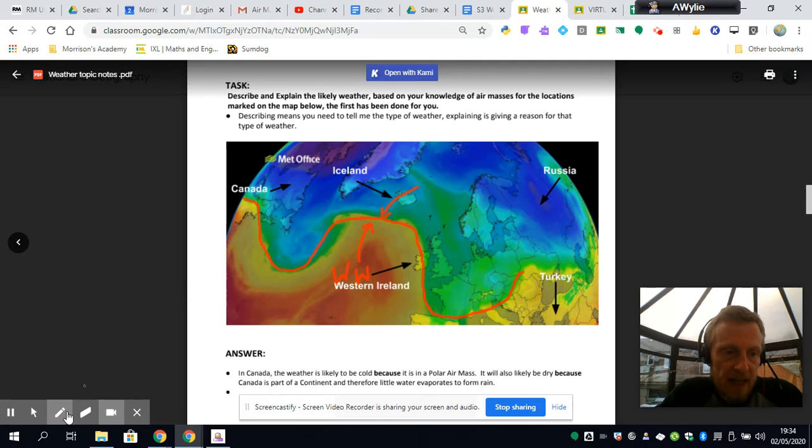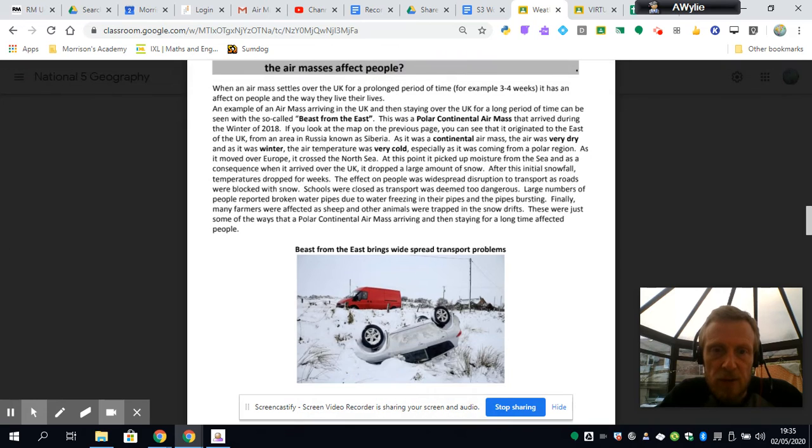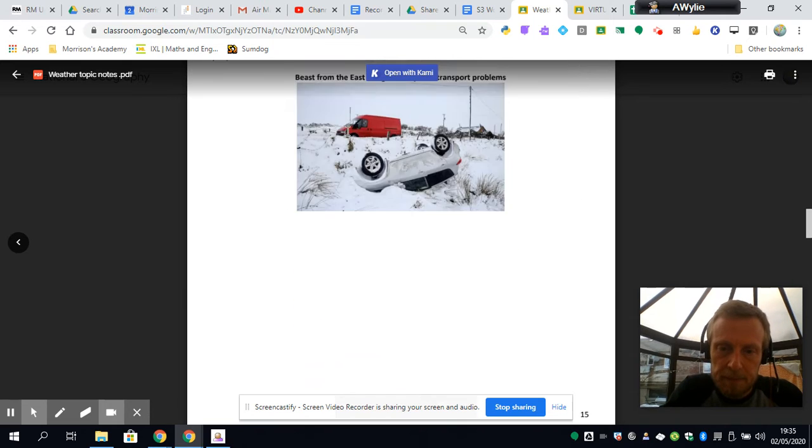So those are the key ideas you have been introduced to so far in terms of air masses. You had to name the 5 air masses that affected the UK, and you also had to think about the next thing, which I'm just going to go down and have a look at, which was to do with how air masses affect our lives. There was a bit of work on the Beast from the East, as well as periods of time, like in summertime, when you get these extremely long, dry, hot summers where very little changes and there's very little rainfall. How would that affect us in Scotland, for example?